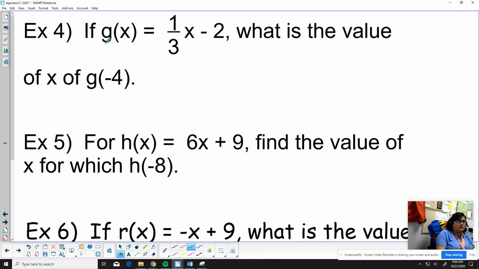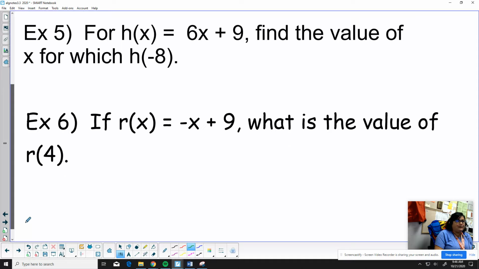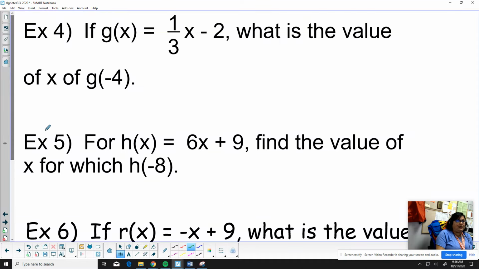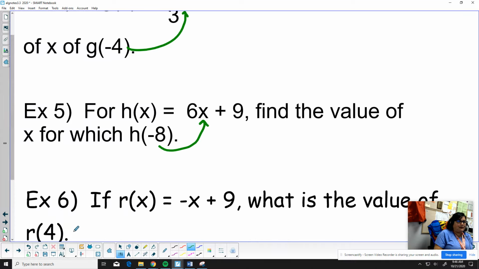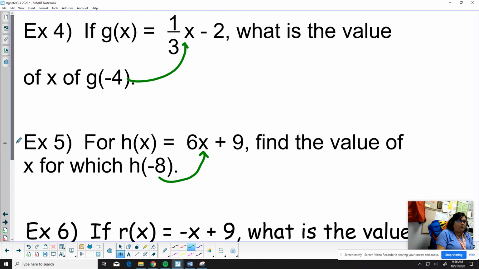And you can see also that I've got g of x and h of x and r of x, but they're the same thing. I'm just going to take the negative 4, plug it in, take the negative 8, plug it in, and take the 4 and plug it in. Why don't you press pause and try all 3 of these? Use your calculator, don't guess, and come up with 3 answers. And then we're going to graph.